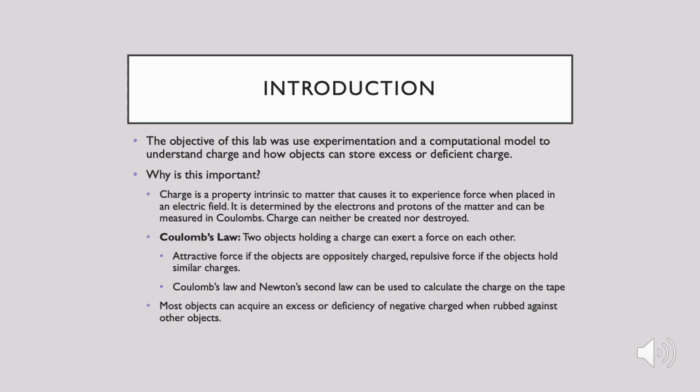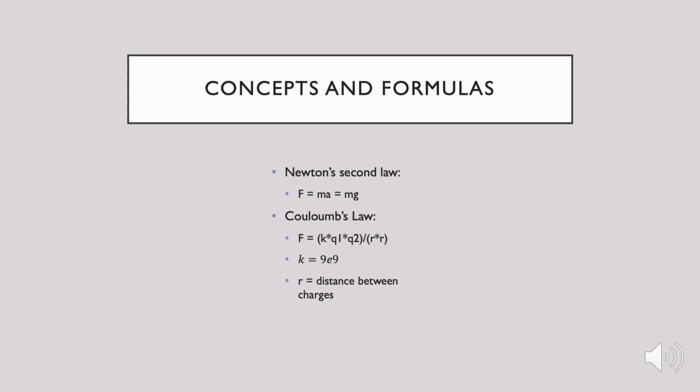We use Coulomb's law and Newton's second law in this lab, and Coulomb's law says that two objects holding a charge can exert a force on each other. Most objects can acquire an excess or deficiency of negative charge when rubbed against other objects. Here you can see the concepts that we'll use for the lab and the formulas for them listed below. We use Newton's second law and Coulomb's law.